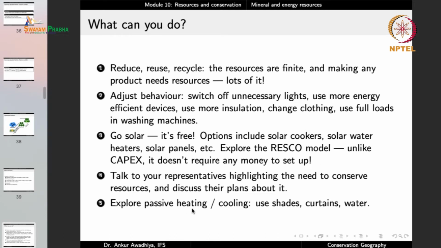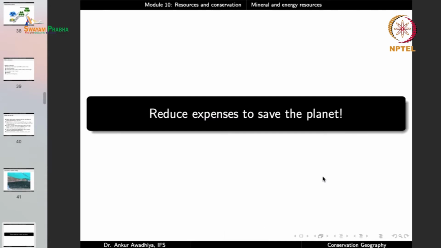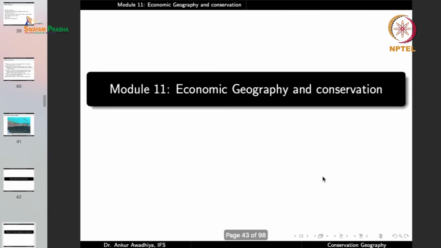We can talk to our representatives, highlighting the need to conserve resources, discuss their plans about it, and explore passive heating and cooling options such as using shades or curtains or water. In this case we looked at the example of passive cooling of rooftops. We can cover up the rooftop so that less sunlight reaches it, and we can use evaporation using water so that the rooftop cools down. In this case we will be able to reduce our expenses and at the same time save the planet.